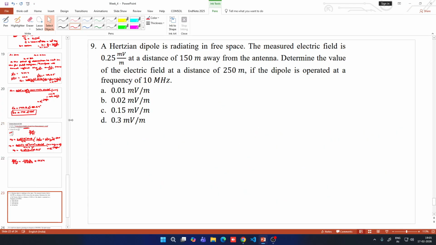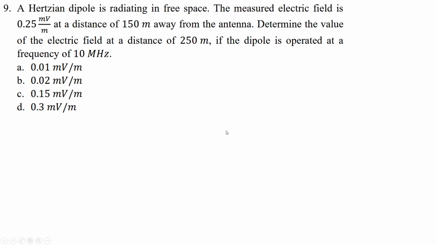So if this is clear, we will move on to question number 9. In question number 9, a Hertzian dipole is radiating in free space. The measured electric field is 0.25 millivolt per meter at a distance of 150 meters away from the antenna. We have to determine the value of the electric field at a distance of 250 meters if the dipole is operated at a frequency of 10 megahertz.